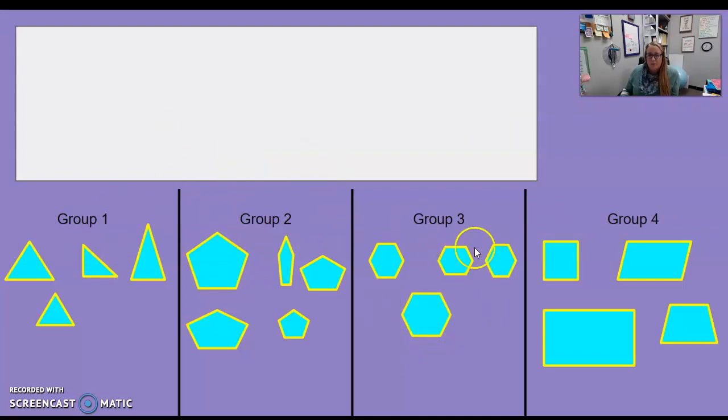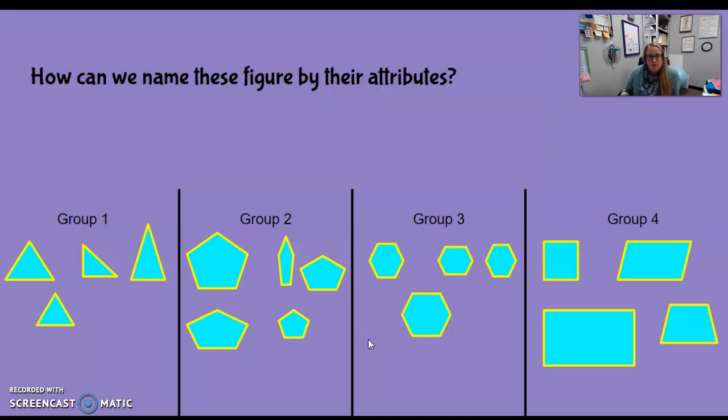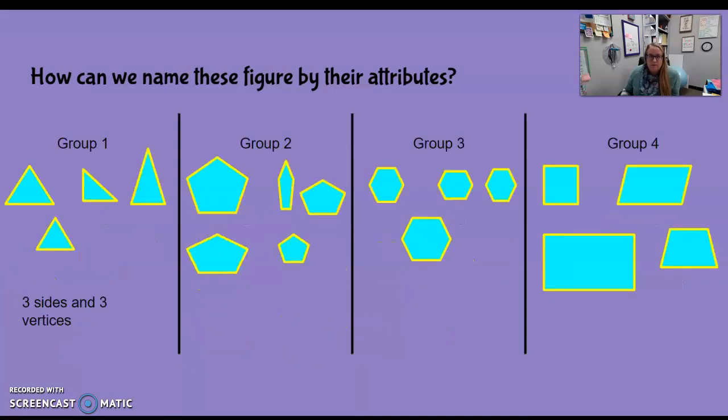So we were able to put them into the 4 different groups, but I want to talk about the attributes. So there's that word again. So the attributes I want to know about are how many sides do they have and how many vertices do they have. So let's actually do that. So this first one we said had 1, 2, 3 sides and 1, 2, 3 vertices. And that's the same for all of these different shapes. So now we're checking our work to make sure we did it right. So 1, 2, 3, 1, 2, 3, 1, 2, 3, 1, 2, 3. All of them have 3 sides and 3 vertices.